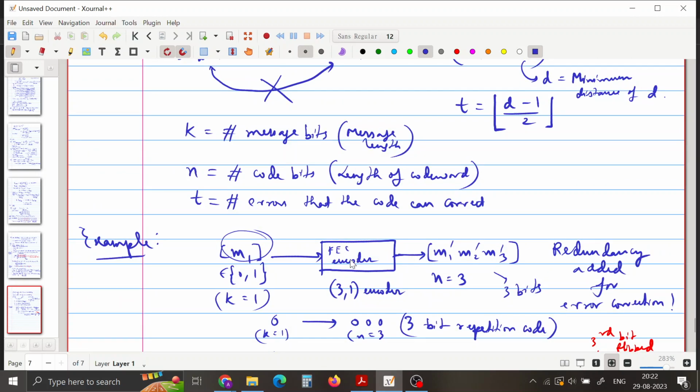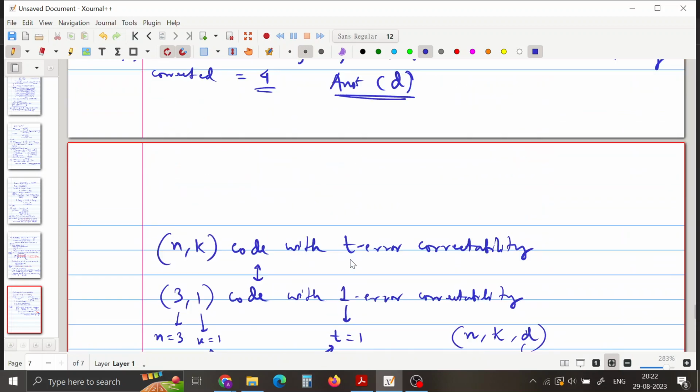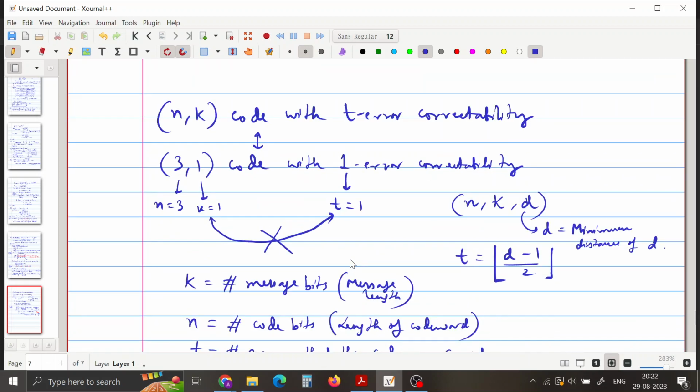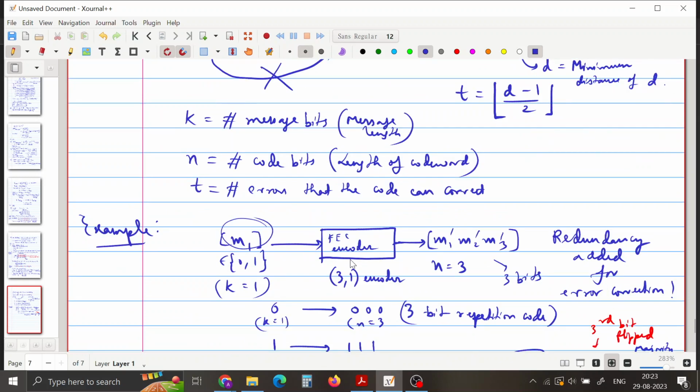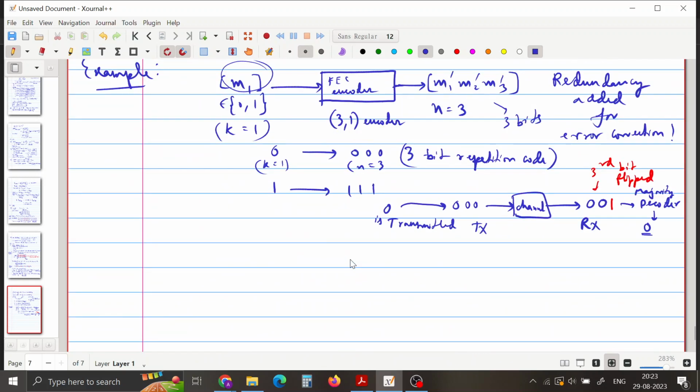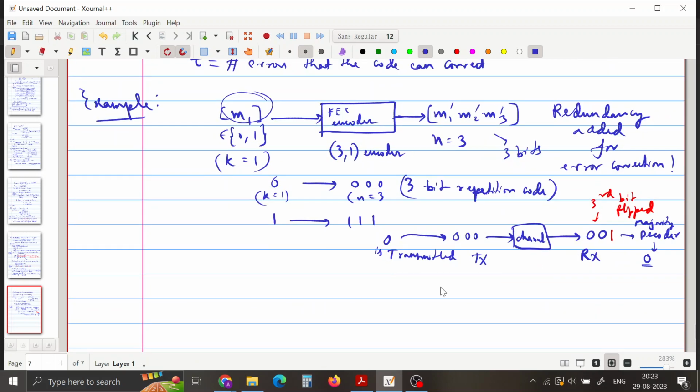So don't get confused. An (n,k) code with t error correction: in this case the error will get automatically corrected, since the majority of bits are 0 0. Yeah, exactly. So what is the conclusion? One bit error can be corrected.